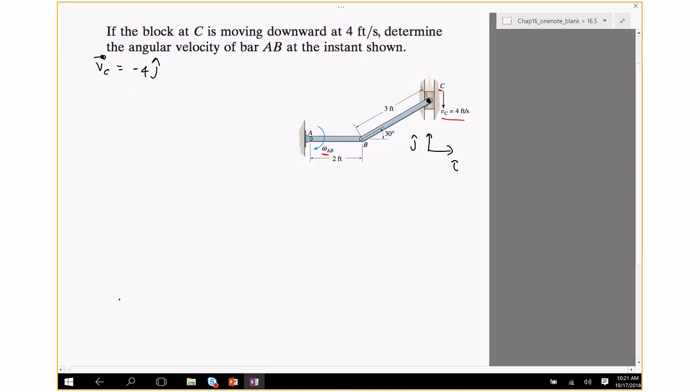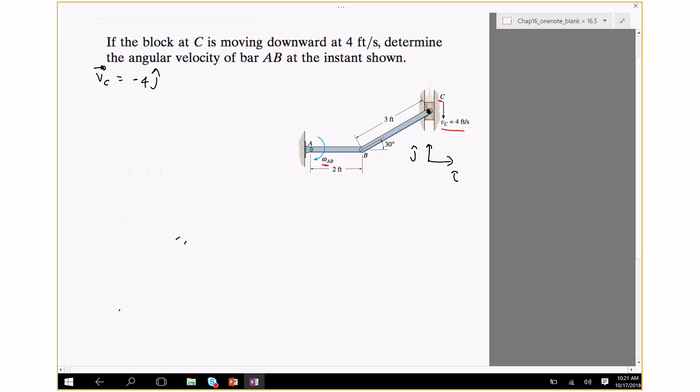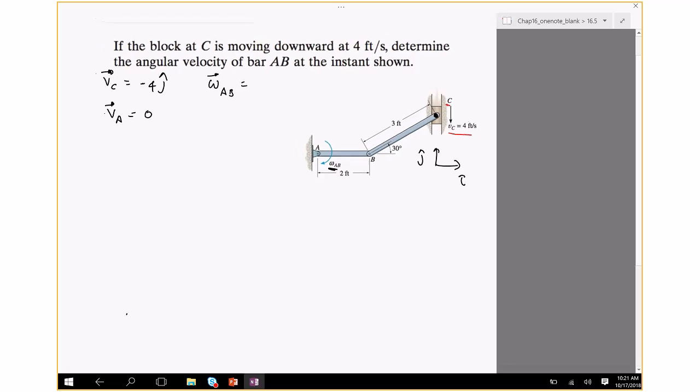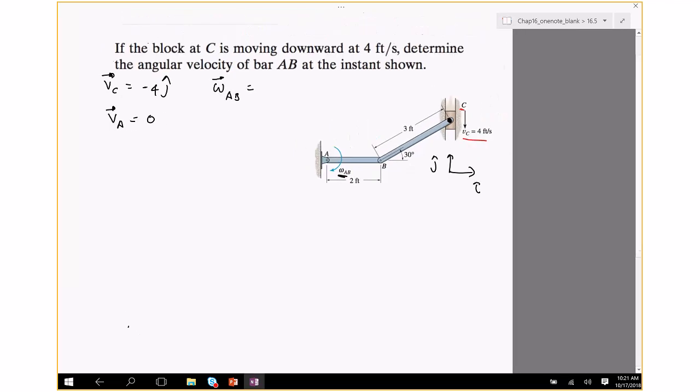Is there any other point whose velocity is known? A does not move, so velocity of A is 0. Okay, omega AB is the unknown. So I'm going to assume, well, it's given to be clockwise here, as you can see. So if you were to stick to that convention, that is clockwise, then I would need to put minus omega AB k, right? Because it's clockwise.